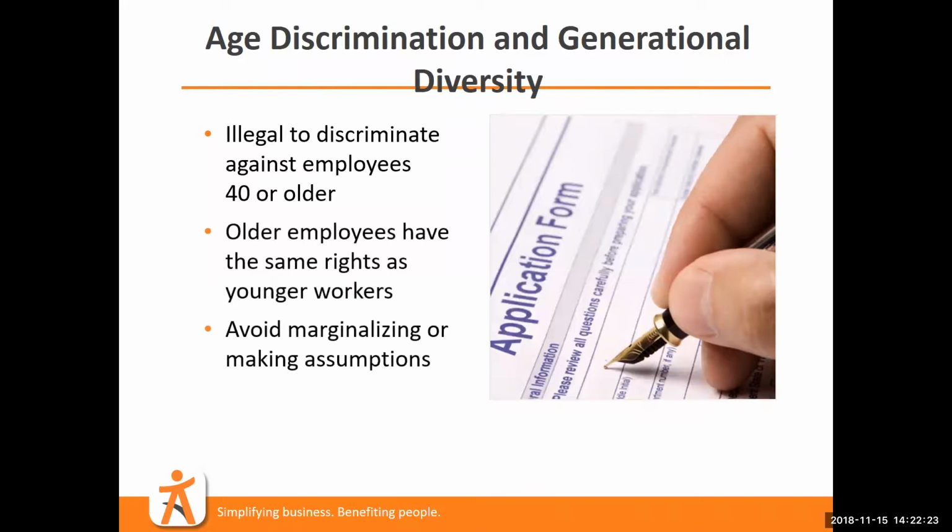You want to avoid marginalizing older workers or making assumptions about their aspirations and abilities. Don't, for example, assume that older workers are less flexible or less willing to learn new skills and adapt to workplace changes. So avoid even the appearance of age discrimination. Always base all employment decisions on objective job-related criteria. The advice I give to all my clients, and if you're on the line, you may have heard me saying this before, is employment decisions should be made on two factors and two factors alone: job duties and business purpose.